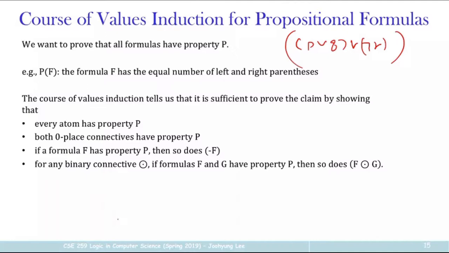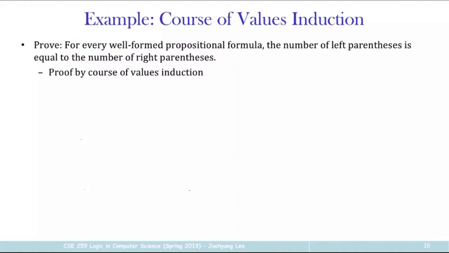So I have two class discussion problems for next time, which use this structural induction. If you want to volunteer for the problems, you're welcome to do so, and there's also a homework problem that uses structural induction. So let's look at this problem to give you some idea about how to use the induction. The claim is, if you take any propositional formula, there are always an equal number of left and right parentheses. Maybe this is too obvious, but it's not that obvious to prove.